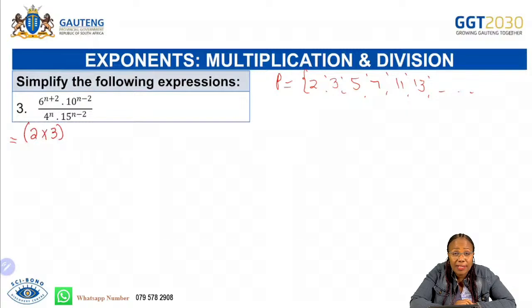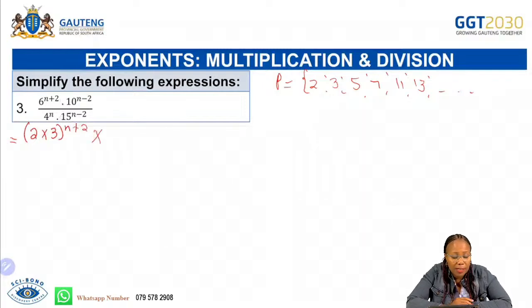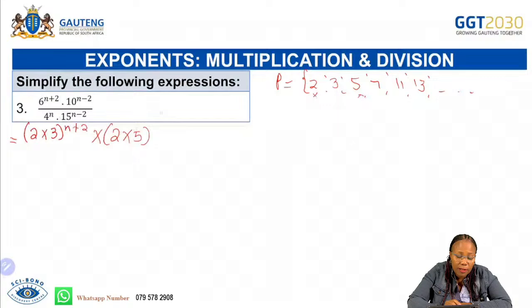2 times 3 is still a 6, grade 12, okay? And then now the exponent, remember it was n plus 2. We keep the exponent. And then we are multiplying with the next term. Now 10 can be written as 5 times 2. Everything must be in prime base, grade 12. The exponent is n minus 2 there.